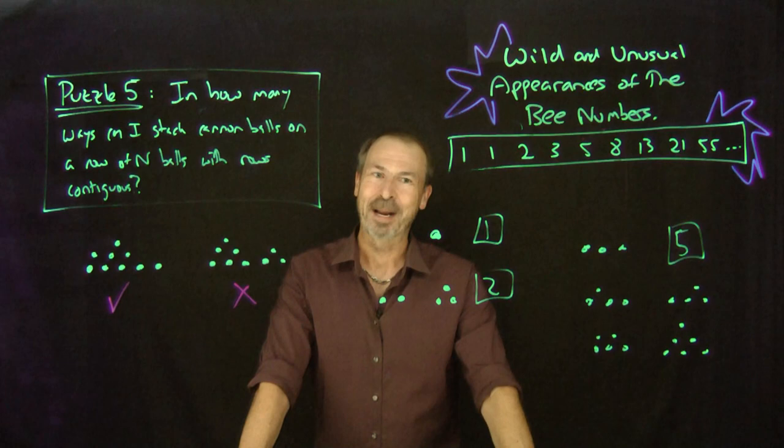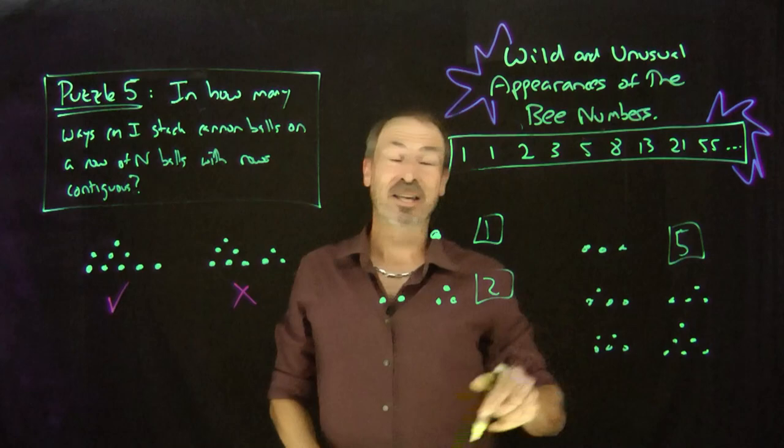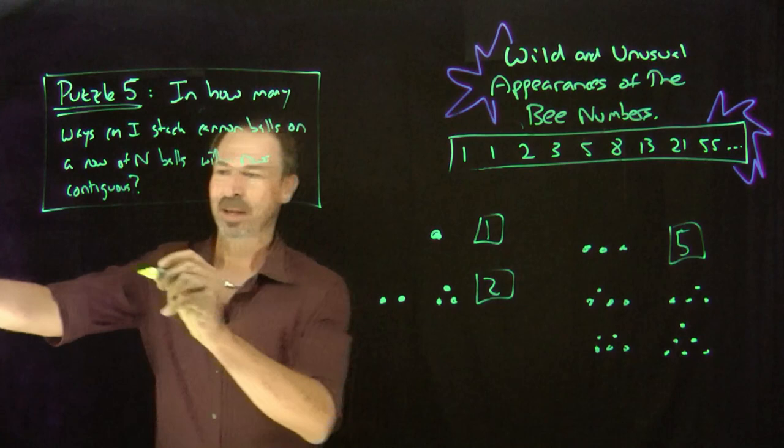One, two, five. Ooh. Maybe we're skipping again. Maybe it's this one, skip two, skip five, skip 13. Are there 13 ways to put cannonballs on a row of four balls? Let's find out. Let's see if I can do it. One, two, three, four. Leave them alone.